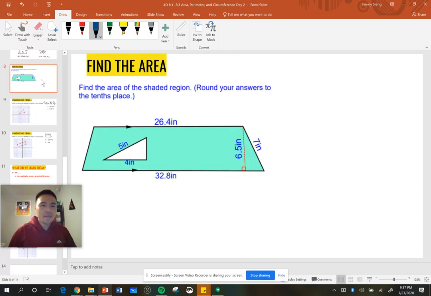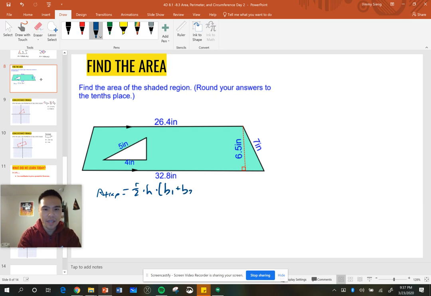Okay, so we need to find the area of this shape, and not just the area, but the area of the shaded region, okay? It looks like we have a trapezoid here, and we also have a smaller triangle. I'll do the trapezoid in blue. Remember the area of a trapezoid: the area of the trap is going to be 1/2 times your height, parentheses B1 plus B2, okay?